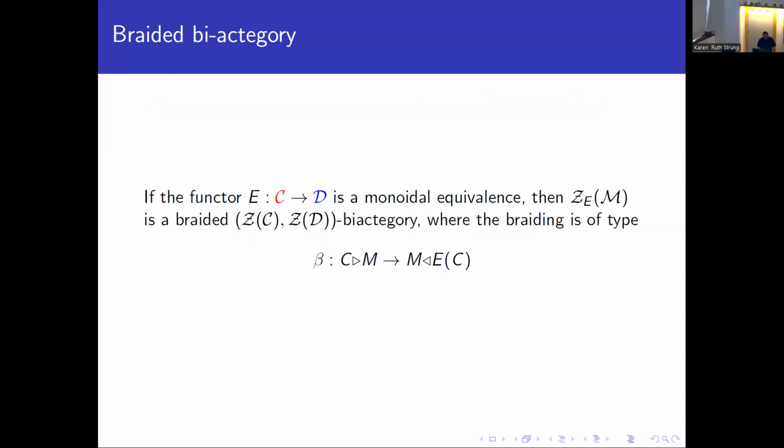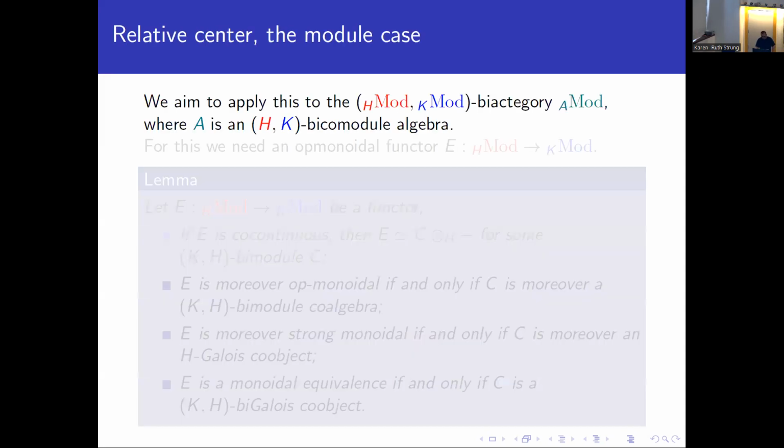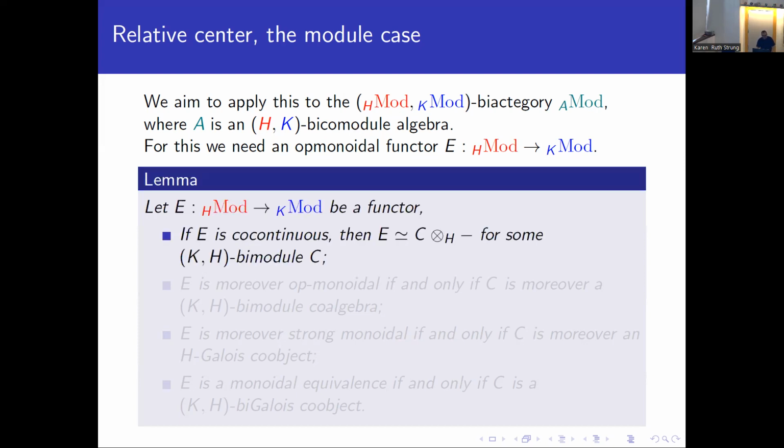So that's basically the theory, and we aim to apply this construction to the bicategory A-module, where again I recall that A is an HK bicomodule algebra, and again by the construction we will need this functor E, which now is a functor from the H-module to K-module, to be a monoidal functor. And before we construct the center, we will need this lemma. So basically, if the functor E is cocontinuous, then E is equivalent to C tensor something, where the tensor product is over H.